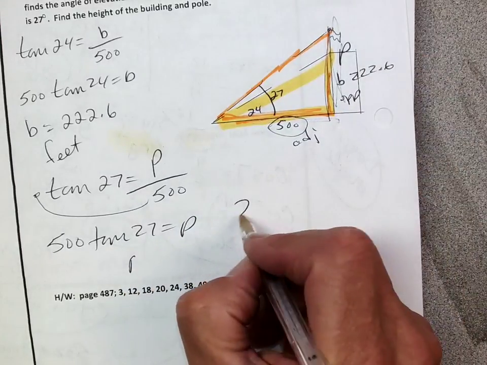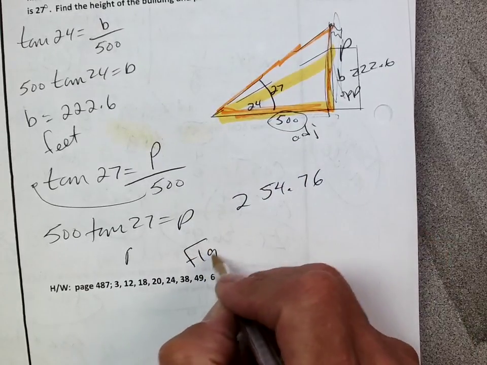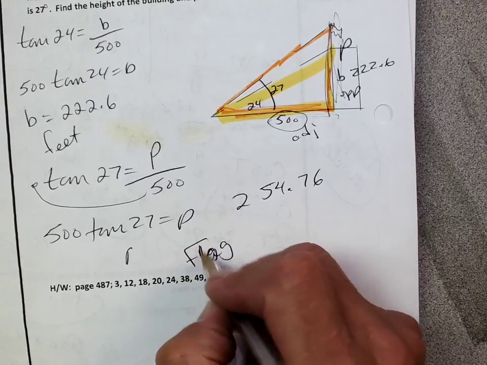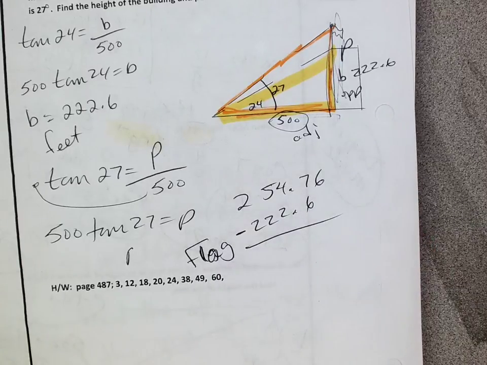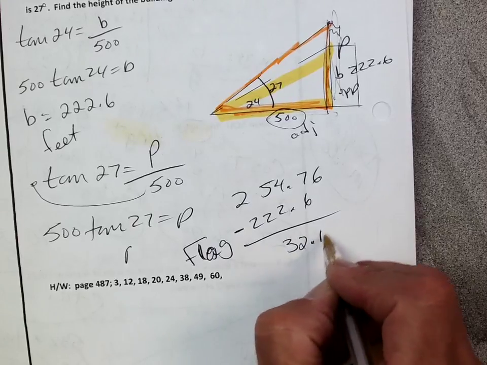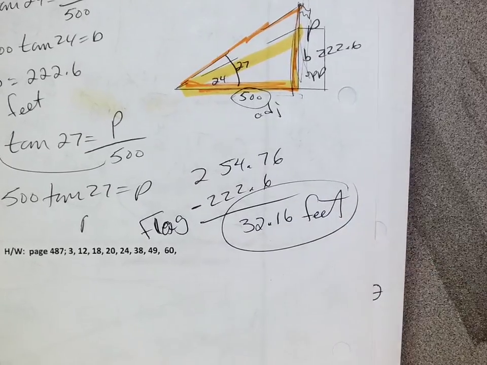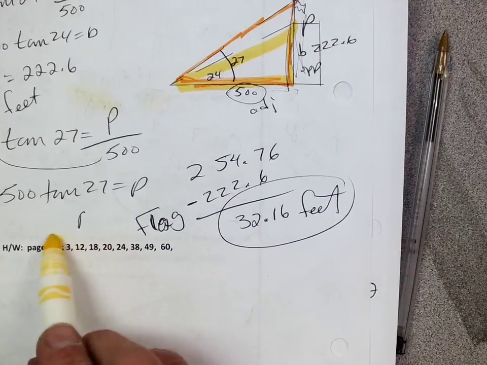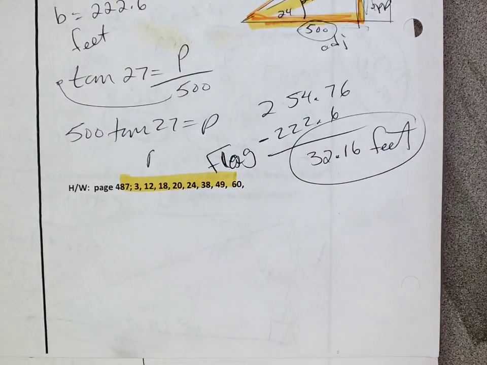So this is 254.76. Now if we want the flag, right, we'll just subtract the two of them. Minus my 222.6, and I get an answer about 32.16 feet for the height of the flagpole. Okay, that's not hard, is it? Not a lot of problems, you guys. We have time. Draw a picture. Show the work. Draw a picture. Show the work. Okay?